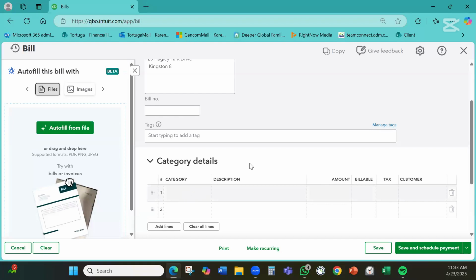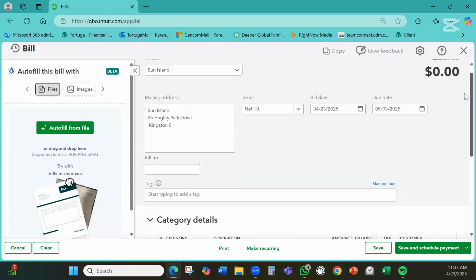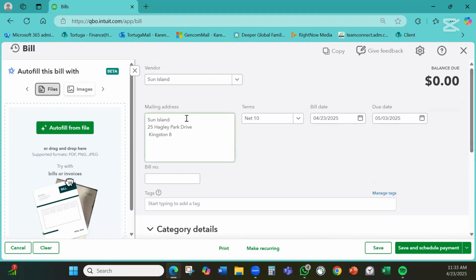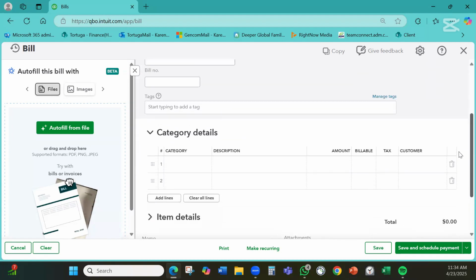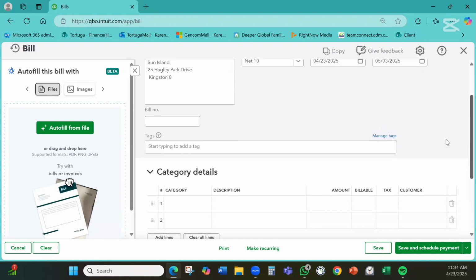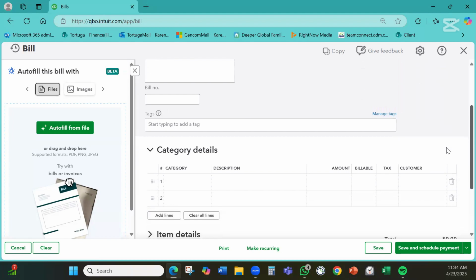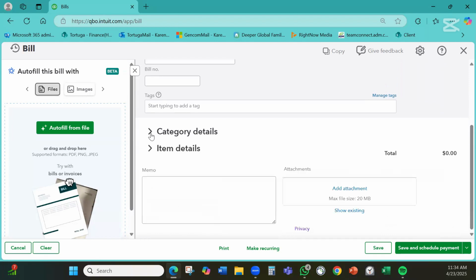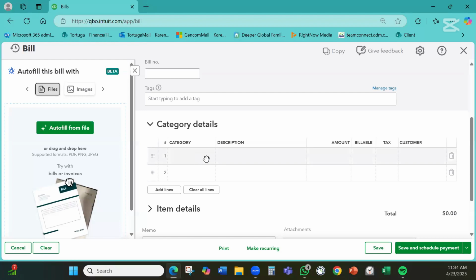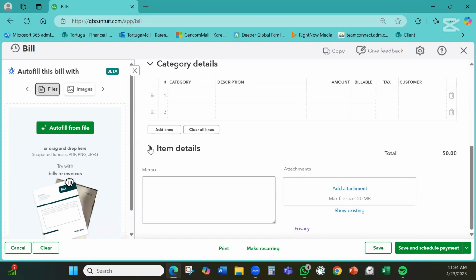So I'm going to pull something and show you. If you notice, I put in the information and it's filled out here: Sun Island as the vendor, the address went in, the terms, and so on. If you notice here, the vendor bill has the thing set out in two different sections, category or items. So category would be if you're doing an expense, it automatically comes up promotional. If it were item, this would be where you're buying things like inventory.